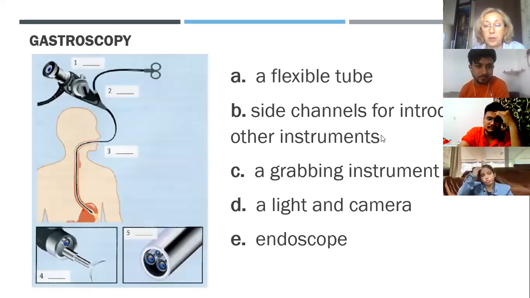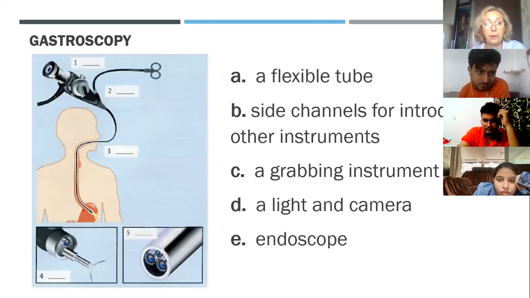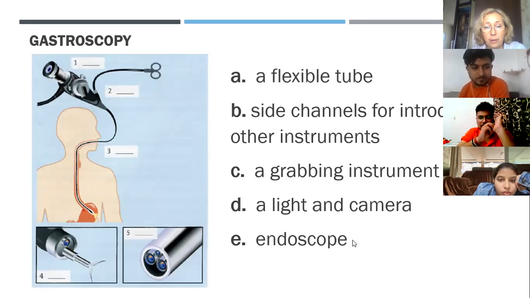Here we have the information about the picture, the illustration, the diagram of gastroscopy, a medical device, which is shown on the diagram. You see there are some gaps there, and we should understand what the parts of this device are. The parts are given here to the right: a flexible tube, side channels for introducing other instruments, a grabbing instrument, a light and camera, and the endoscope itself.